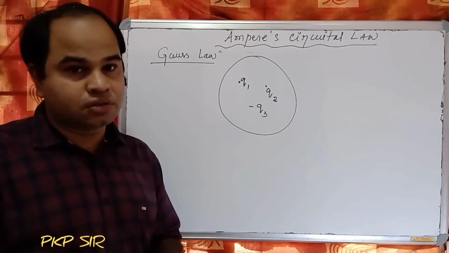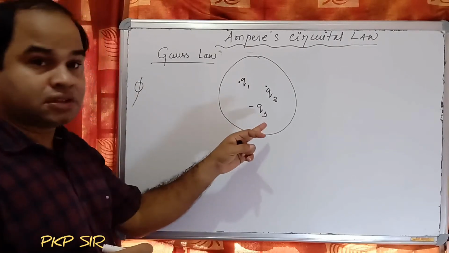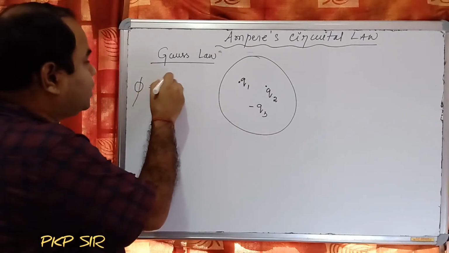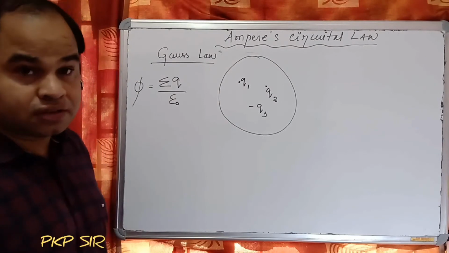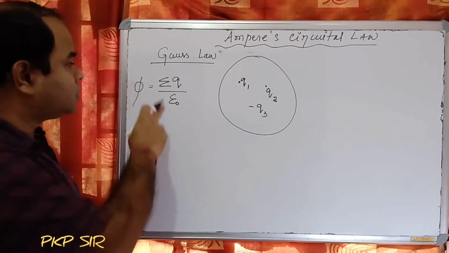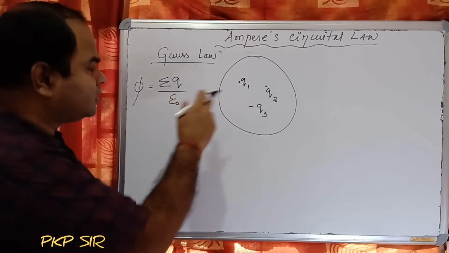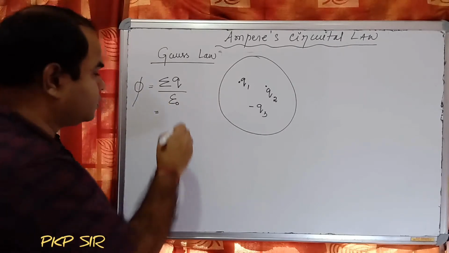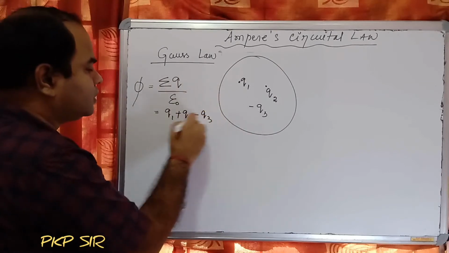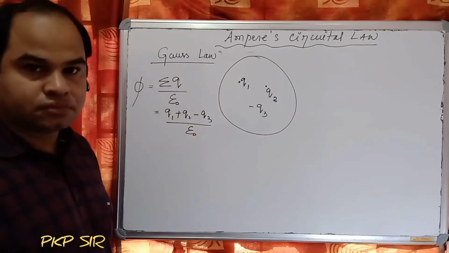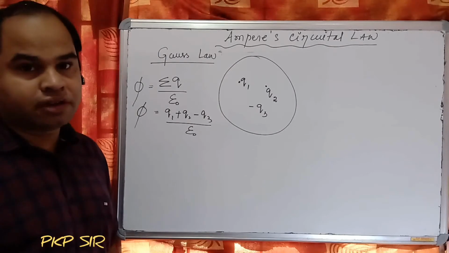As per Gauss law, the total flux cutting this Gaussian surface is equal to the summation of the charge enclosed by the Gaussian surface divided by epsilon naught. So in this example, the flux is equal to Q1 plus Q2 minus Q3 divided by epsilon naught.